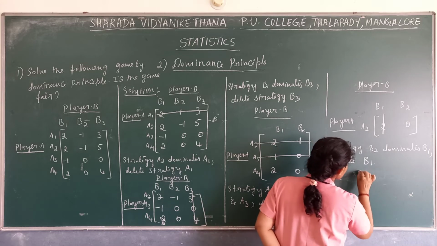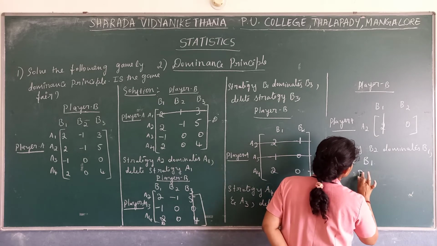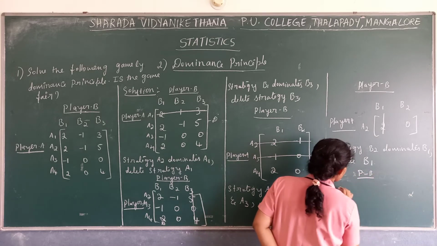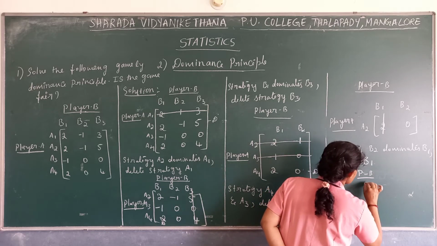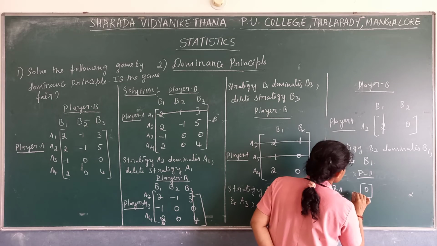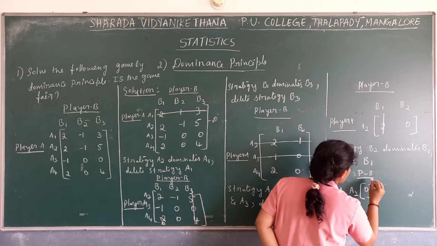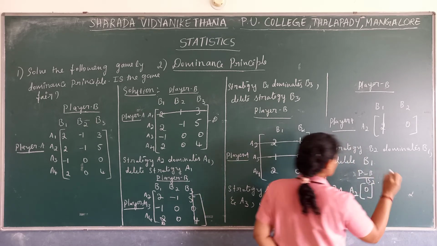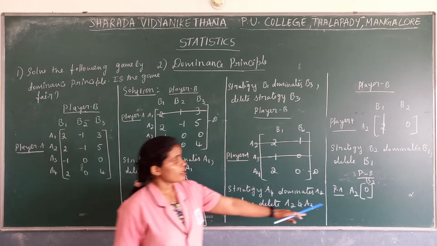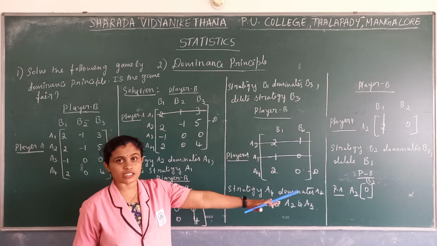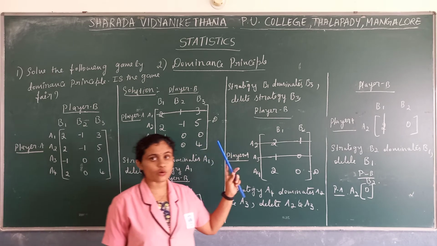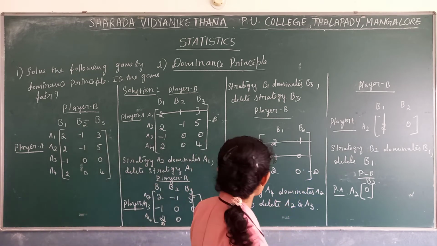We got here player B, this side player A, and we got here 0. And what is the strategy? That is A2 and B2. So here we can get saddle point, value of the game, and also strategy, how we are calculating in case of maxi-min and mini-max principles.